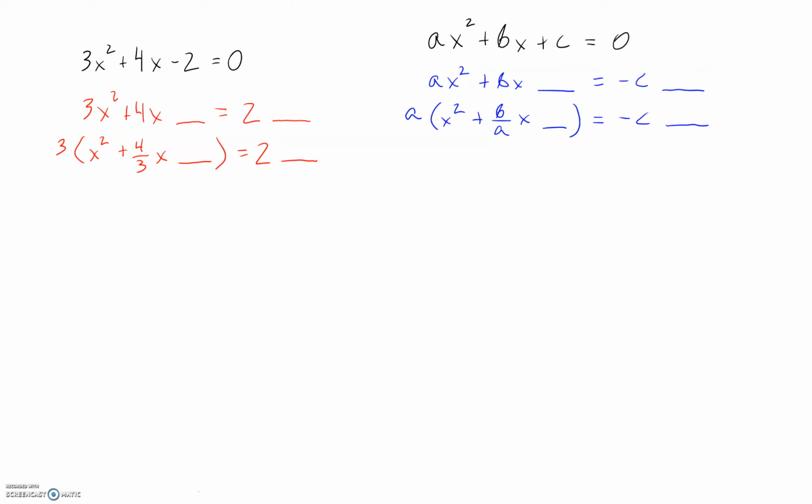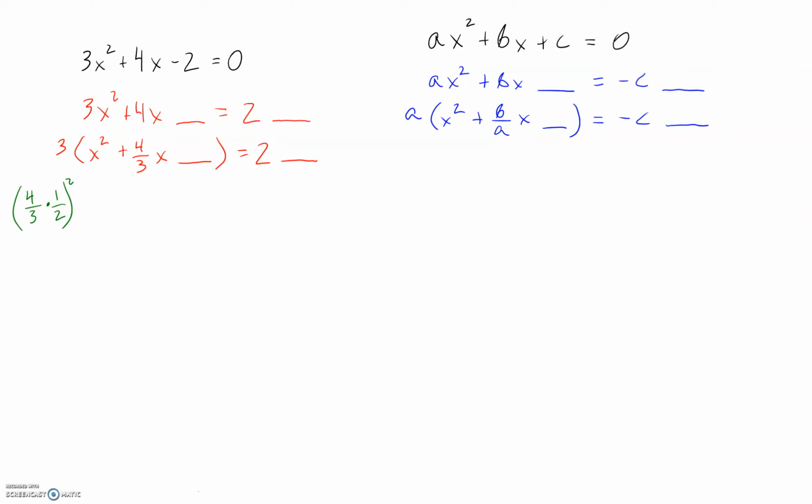Alright, so we are finally to the point where you can complete the square now. So the way you complete the square is that you take the linear coefficient, the b value, you cut it in half, and then you square it, and that's what you're going to add in the blank for both sides. So 4/3 has to be divided by 2, or cut in half, and the result has to be squared. So whatever that comes out to, that's what I'm going to add to both sides.